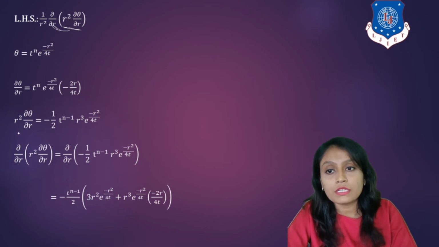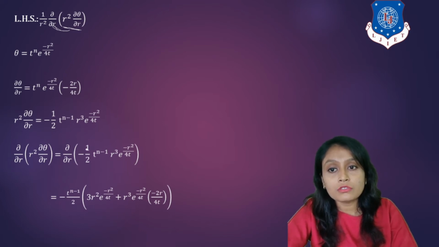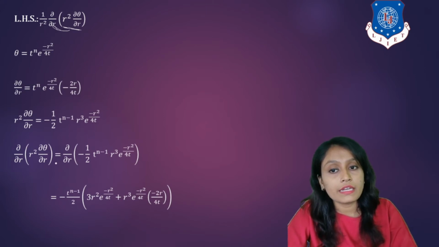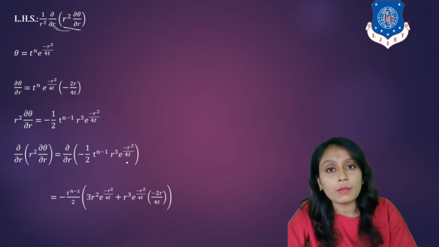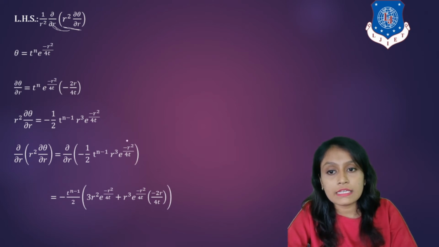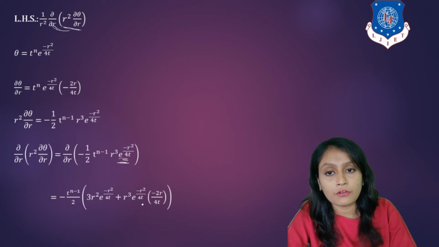Now we have to take the derivative of this term with respect to r. So this term is kept as it is, and you can see when we are taking the derivative with respect to r, this t is constant. So this t raised to n minus 1 upon 2 is kept outside, and we have to apply the UV rule here. Firstly e raised to minus r square upon 4t is kept as it is, and the derivative of r cube is what? 3r square. Plus r cube is kept as it is, and the derivative of this term is what? e raised to minus r square upon 4t into minus 2r upon 4t.